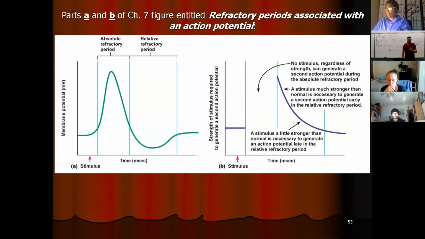Okay? During the spike itself, absolute. After the spike and during the after hyperpolarization, it can respond. It's just further away from threshold.